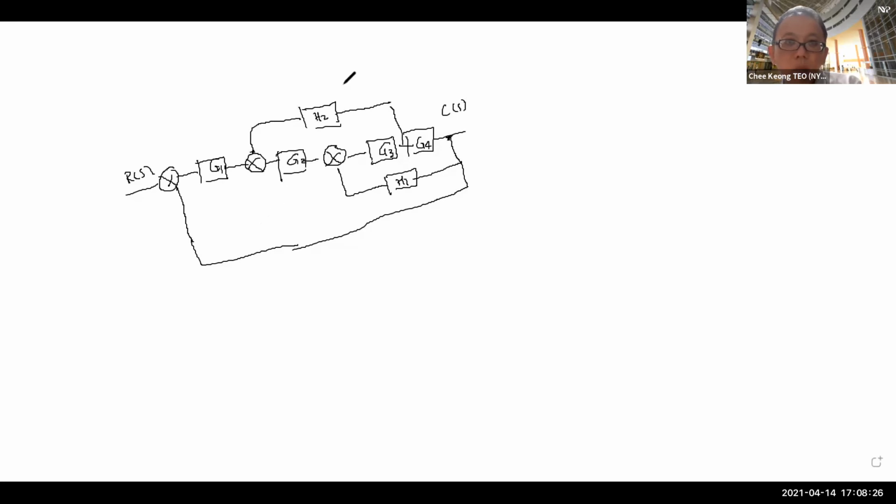Now let me put on a different color to denote all the signs. So the first one is minus here. Then the second one is plus and minus there. So there's a plus here. There's a minus here.